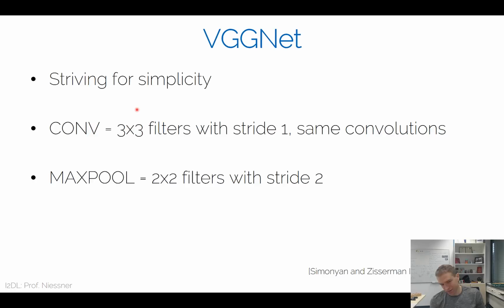Same thing for maxpool. Maxpool is super straightforward: 2x2 maxpool kernels with a stride of 2. That's the simplest you can get. So the ingredients are still the same. We're still going to have convolutions, and we're still going to have maxpool operations. But we're going to err on the side of using the simplest, or smallest, versions that are available, and rather stack multiple layers together. Okay, so let's have a look at how the architecture looked.